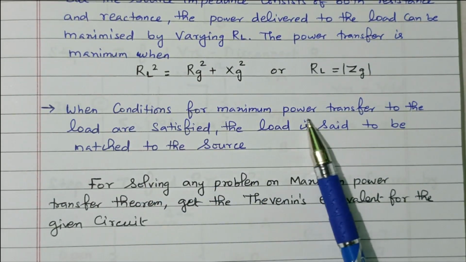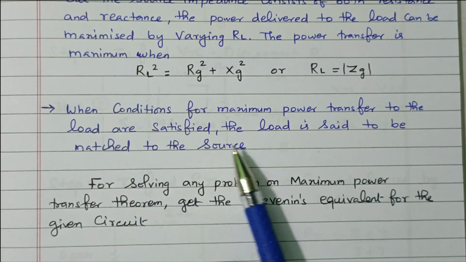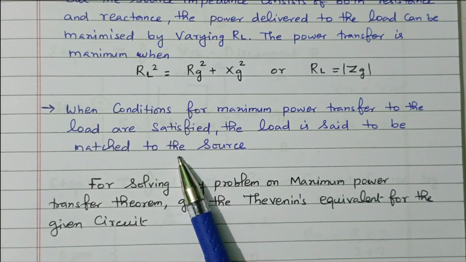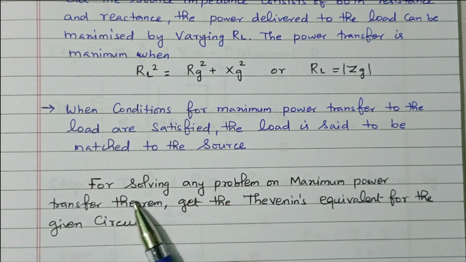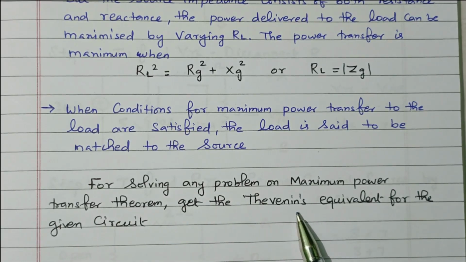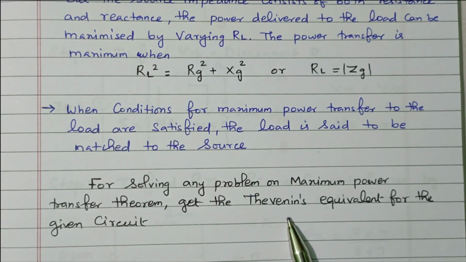When the conditions for maximum power transfer to the load are satisfied, the load is said to be matched to the source. That is, load and source impedance are equal. For solving any problem on the maximum power transfer theorem, get the Thevenin equivalent for the given circuit, right? So while doing maximum power transfer, the first step is we need to get the Thevenin equivalent circuit. What is the Thevenin equivalent circuit? A voltage source connected in series with the Thevenin impedance, right? VTH connected in series with RTH. RTH is nothing but the system impedance, the internal impedance.